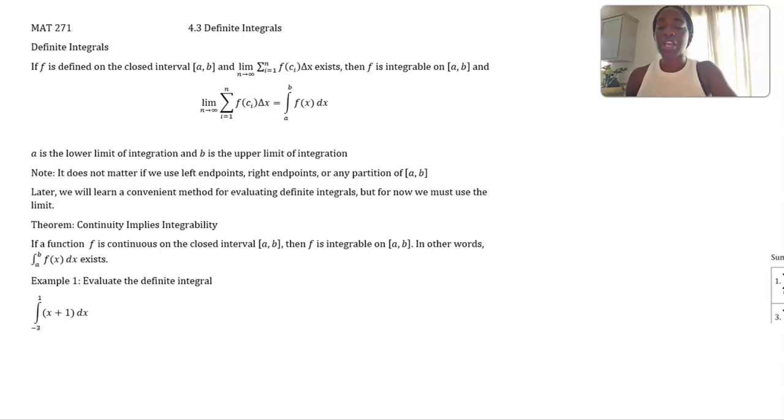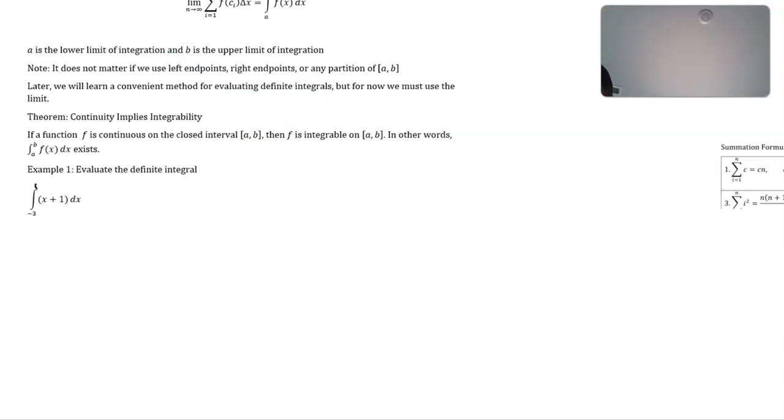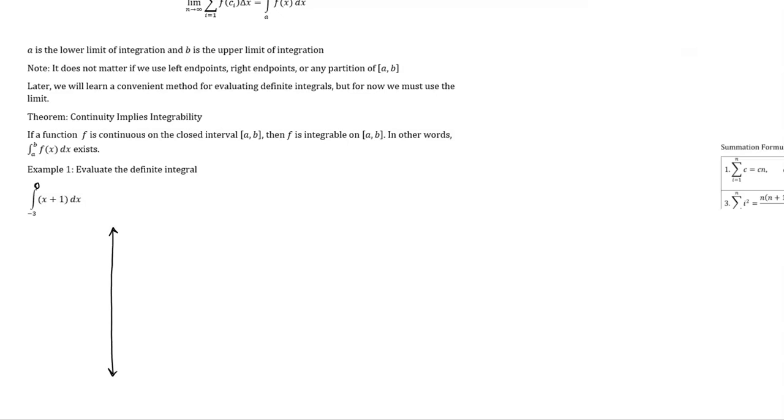So let's look at an example where we are going to evaluate a definite integral using this limit definition. It should be correct on your note sheet, but I want to change this upper limit here to 0. So first, to help us visualize this, I'm going to graph this function so we can see exactly what area it is we are finding.